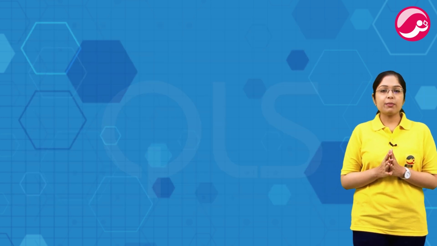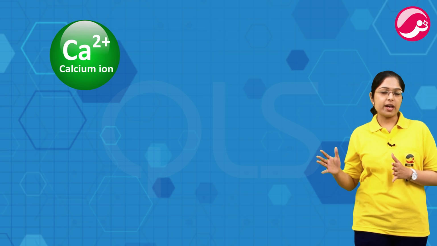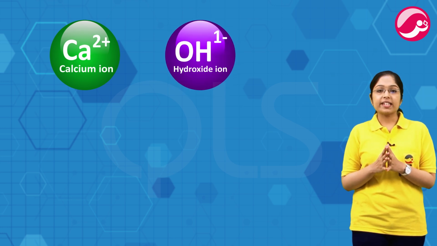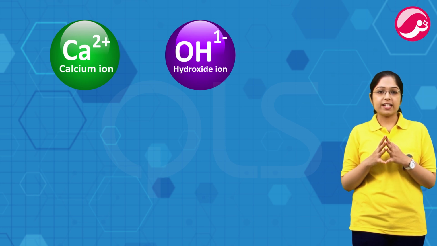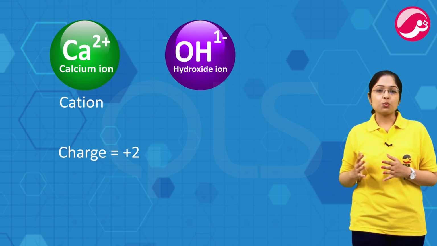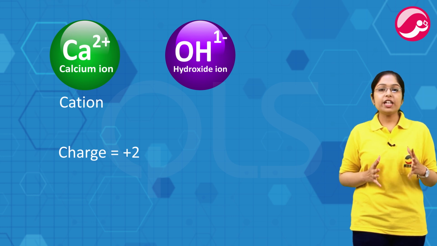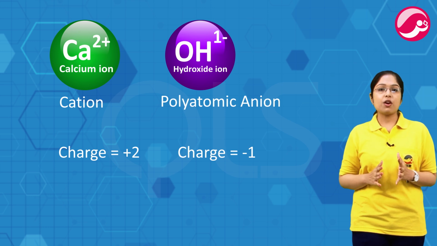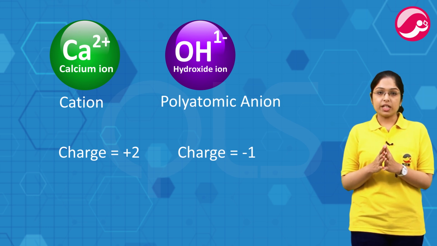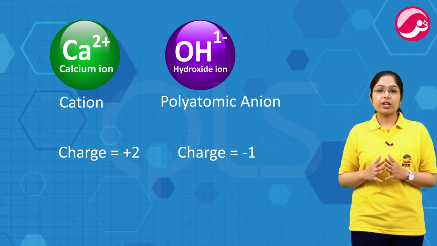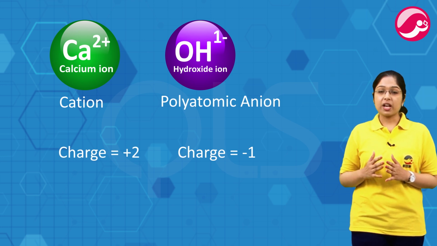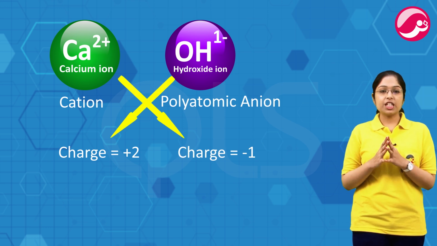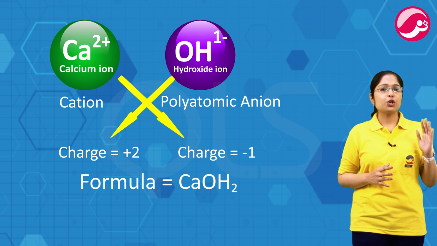Calcium hydroxide can be divided into two parts: calcium ion and hydroxide ion. As you can see from the table, calcium is positively charged. It is a cation with charge +2, while hydroxide is a polyatomic anion with charge -1. Now let's write the symbols of calcium and hydroxide. Below them, write their charges. Calcium का charge +2 है, hydroxide का charge -1 है. Now cross multiply them. This will give CaOH2.